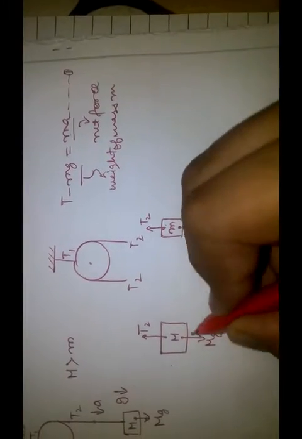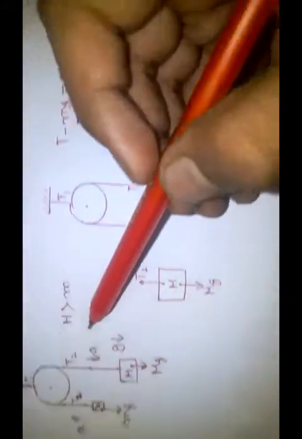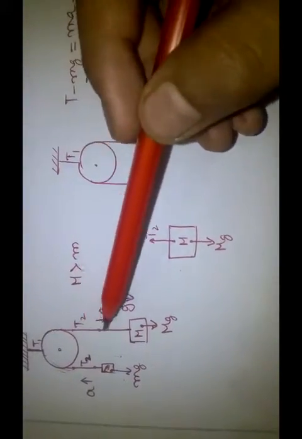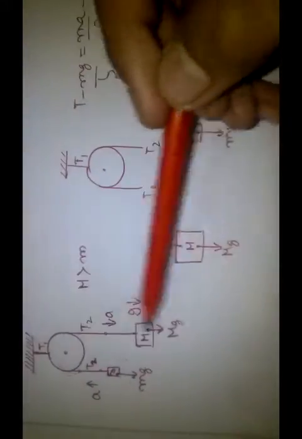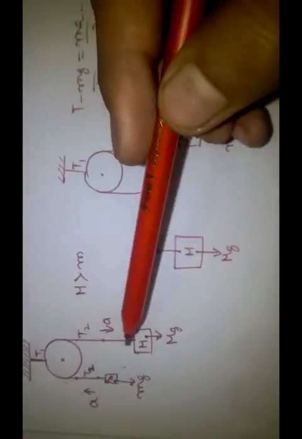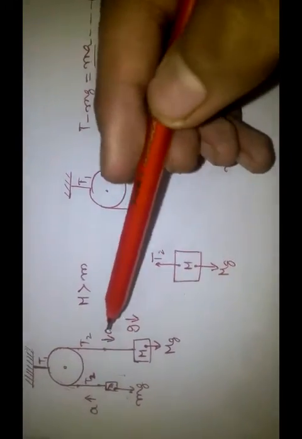Now another system, the capital mass, capital M. Here the acceleration is downward and its weight is also downward, meaning the net force is also in the downward direction.